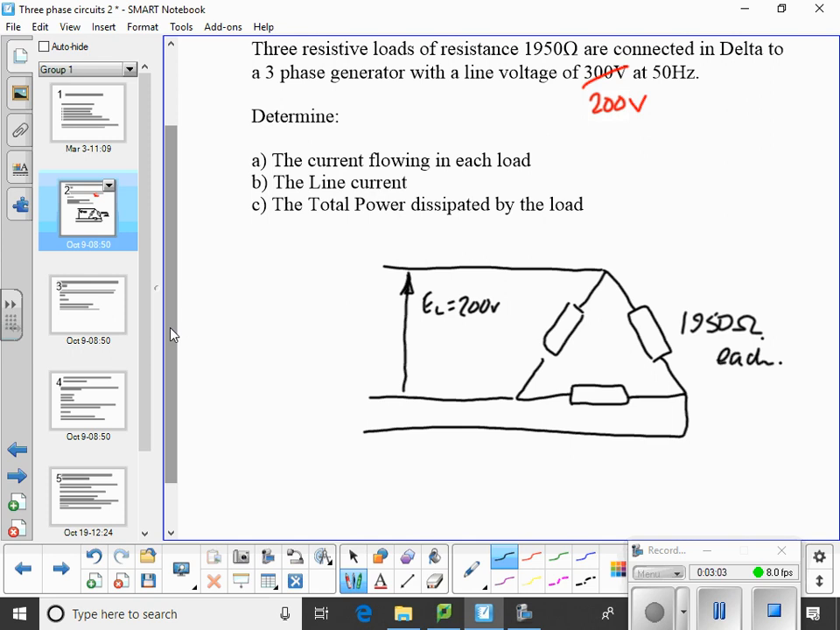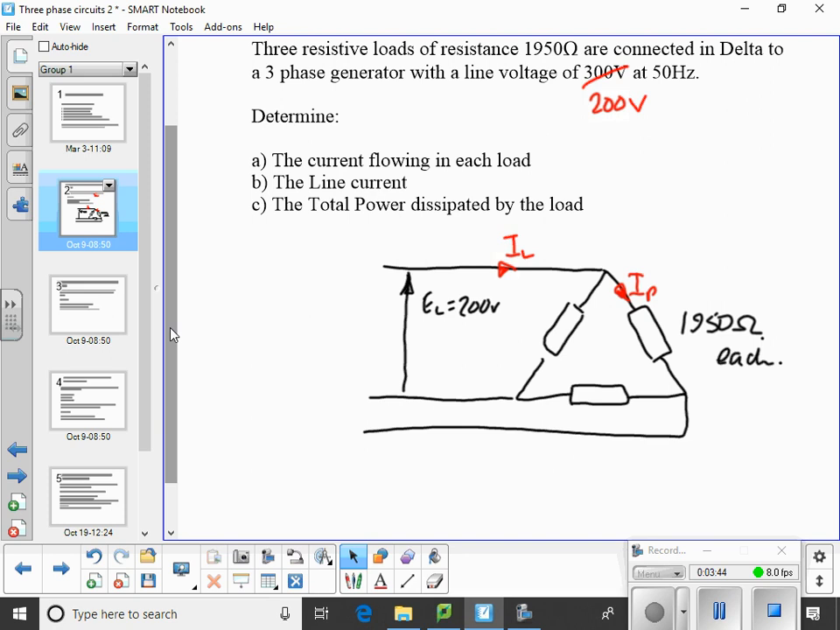And the question's asking you to calculate the current flowing in each load. Well, as they're equal, all the currents flowing in each load will be equal. So we want I phase for each load, and we want the line current IL. And again, because that's balanced, that will be equal. All right, so what I want you to do, because we already had a go at something like that, is make a start on calculating those things, and we want the total power as well.